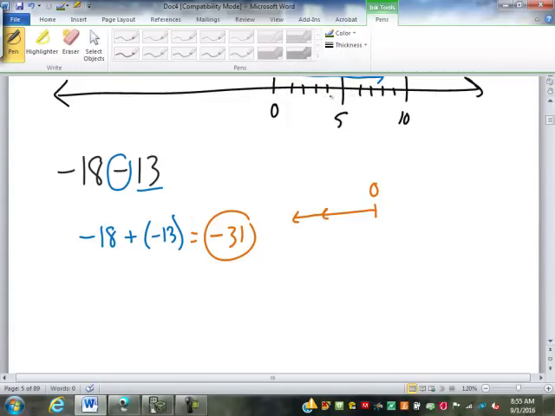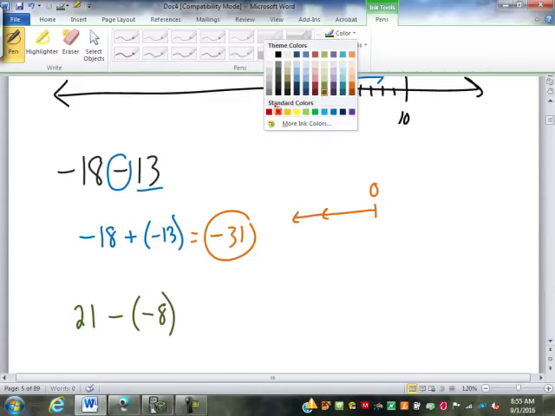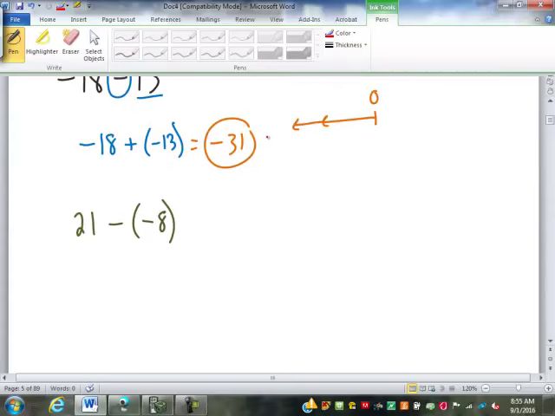The example that always starts to stump people is this one. 21 minus a negative 8. Most people want to go for 13 here. But we have to remember, we're going to change this to plus the opposite. This is 21. This is saying add the opposite of this number. So I'm going to add, what's the opposite of negative 8? Positive 8. Yeah, just 8. So 21 minus a negative 8 is just 21 plus 8. I don't even have to do the vectors for that. I know that it is 29.